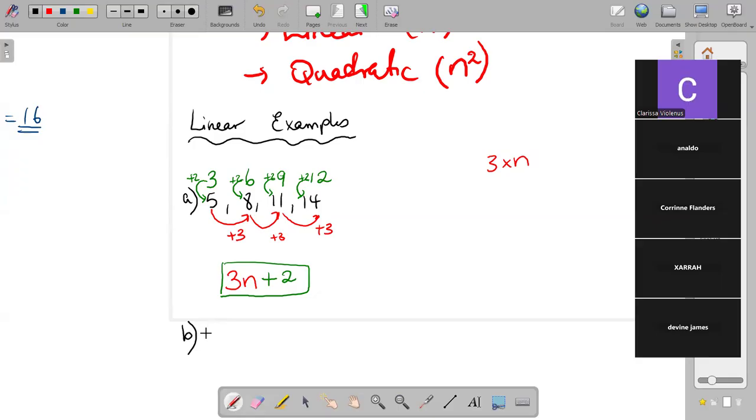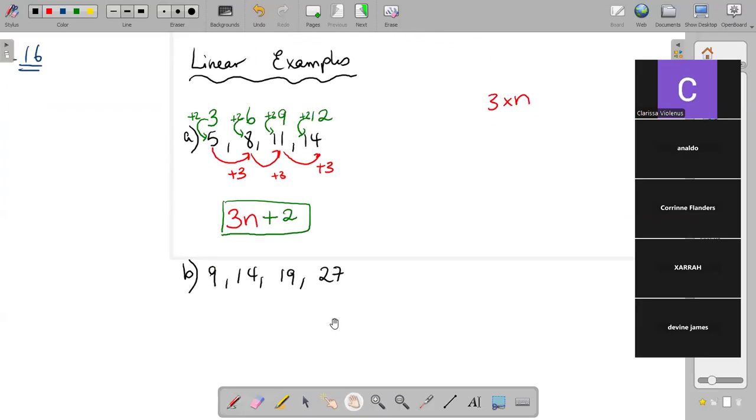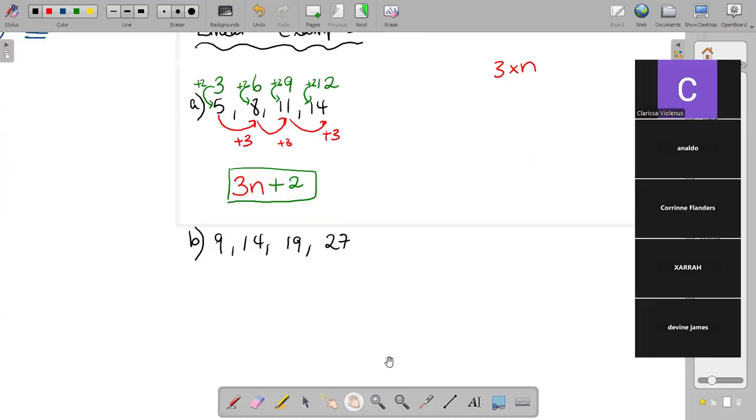So let's do this one. 9, 14, 19, 27. What is the first step, everybody? What is the base of our formula? So before I tell you, I want you to tell me what is the base of our formula. How do we find the base of our formula? We look to see if there's an even number going across.